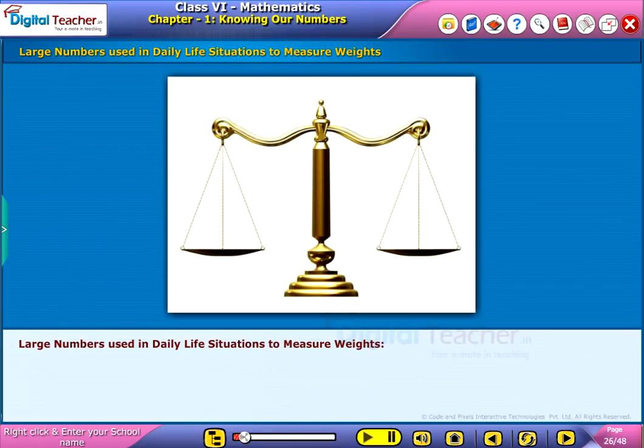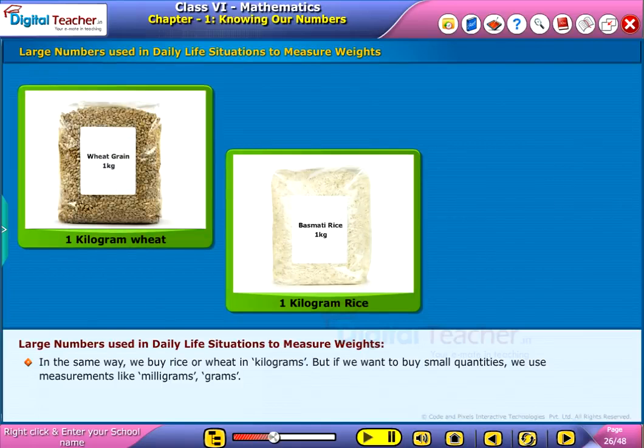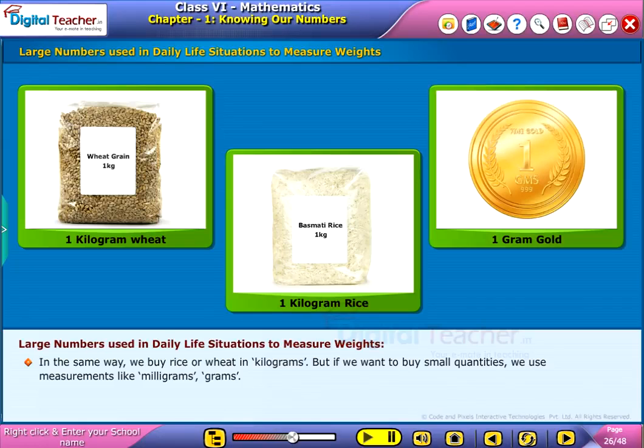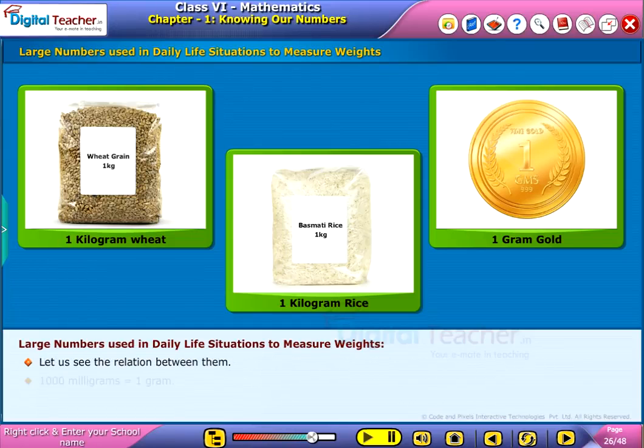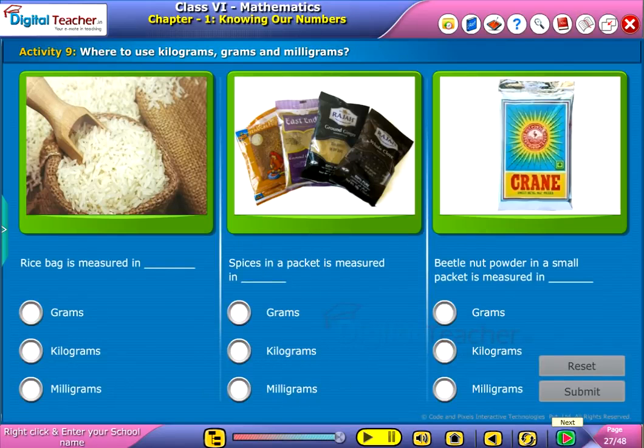Large numbers used in our daily life situations to measure weights. In the same way, we buy rice or wheat in kilograms. But if we want to buy small quantities, we use measurements like milligrams and grams. Let us see the relation between them. 1000 milligrams is equal to 1 gram. 1000 grams is equal to 1 kilogram. Let us see where to use kilograms, grams and milligrams. Click the appropriate options for the following blanks.